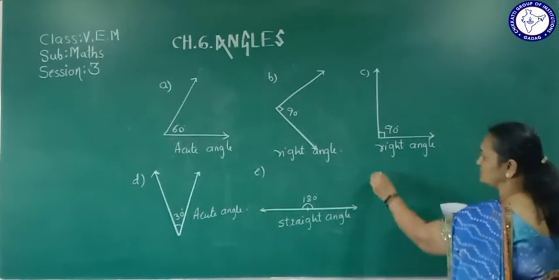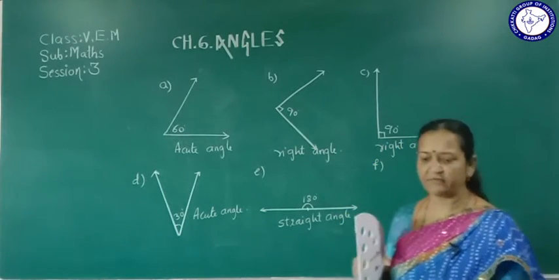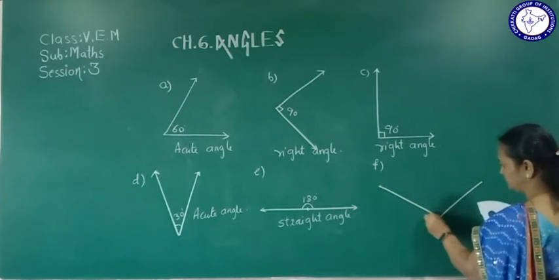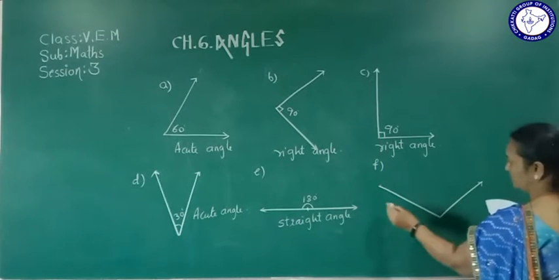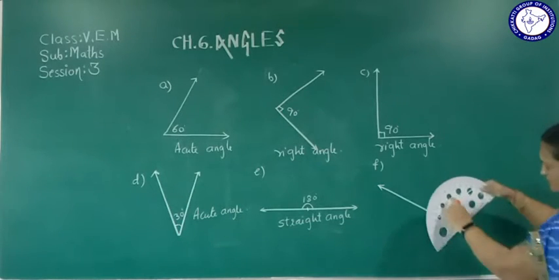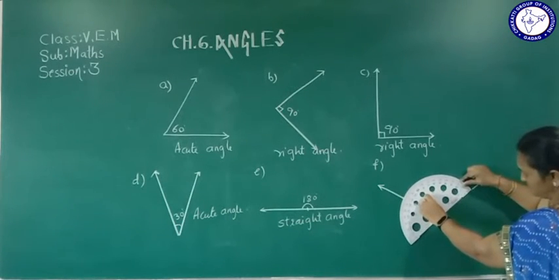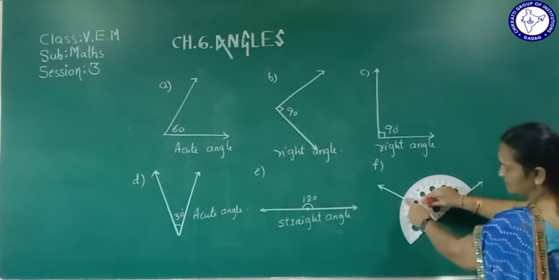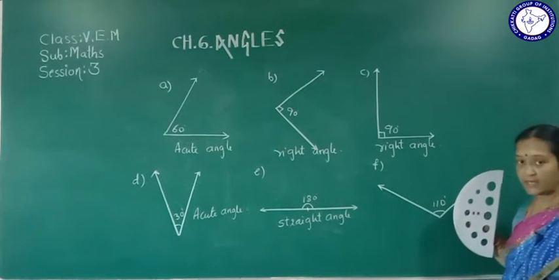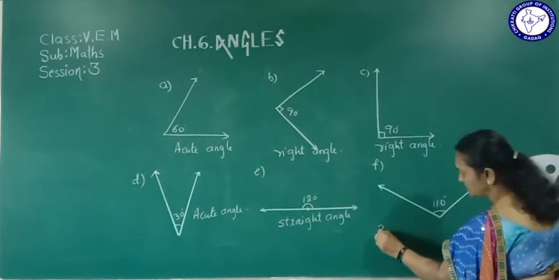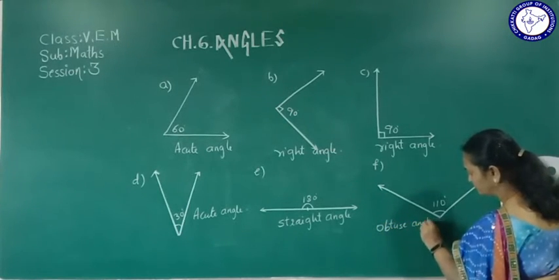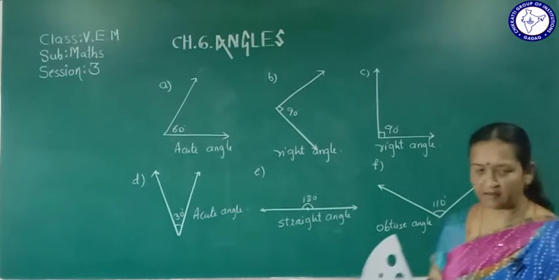Now F question, on another page, next page, one figure is given. Check here, this figure is like this. Okay, now how to measure this? Keep your protractor on any one line, straight line, and measure this. Here this angle you will find 110 degree. It is more than 90 degree. So what it is? It is obtuse angle. This is obtuse angle.